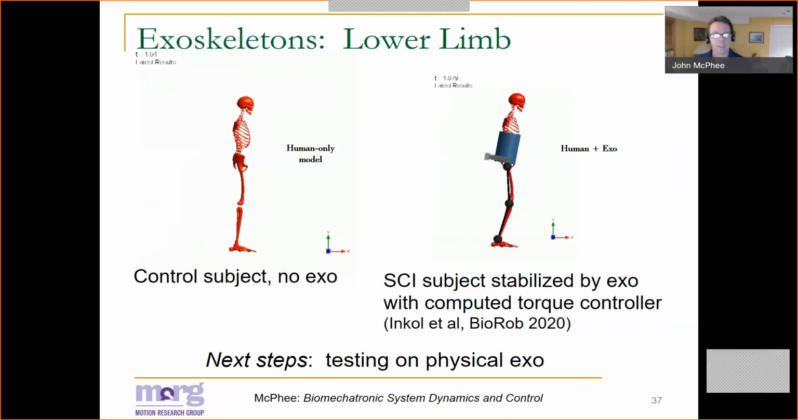Our next step in this project is to test our algorithm on physical subjects now. This is consistent with the FDA approach, where we design our devices and our controllers in simulation, and that way the amount of testing we need to do on humans will be much, much smaller.